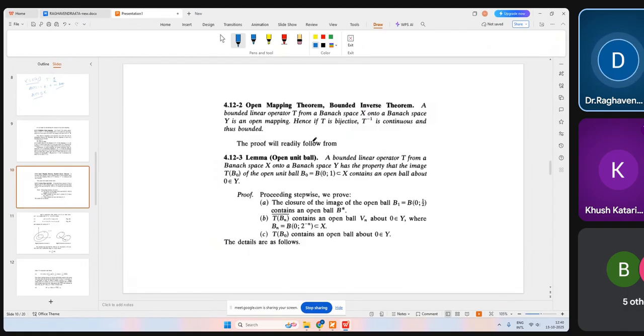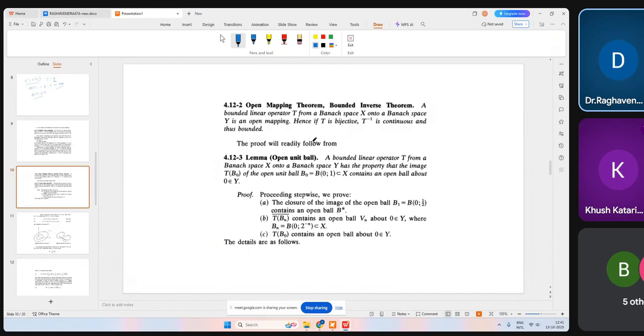the open mapping theorem, bounded inverse theorem, one of the most important theorems in functional analysis, most useful in numerical analysis, applied numerical analysis, etc. That is why I am trying to do this theorem. A bounded linear operator T from a Banach space X onto a Banach space Y is an open mapping. Okay. So hence, if T is bijective, then T inverse is continuous and thus bounded. All right. That's the open mapping theorem.